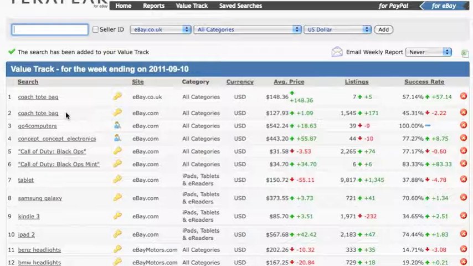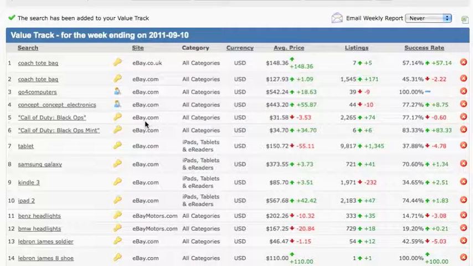For example, I can compare how a Coach tote bag sells in the US compared to in the UK. You can see here on ValueTrack that the average selling price and the success rates are much higher in the UK versus the US. By learning this information, I can decide where to allocate my sales efforts.